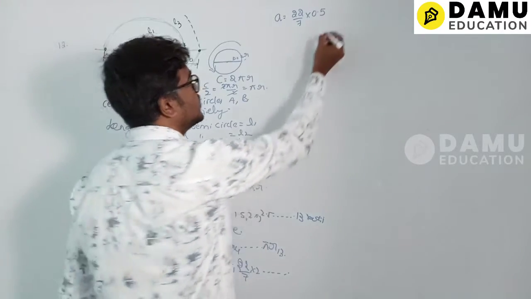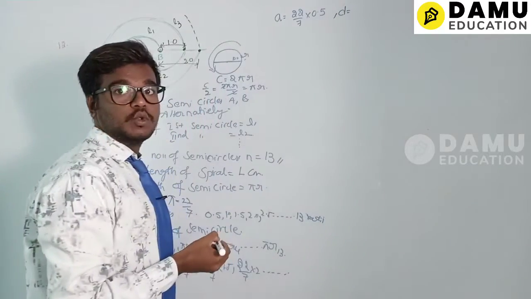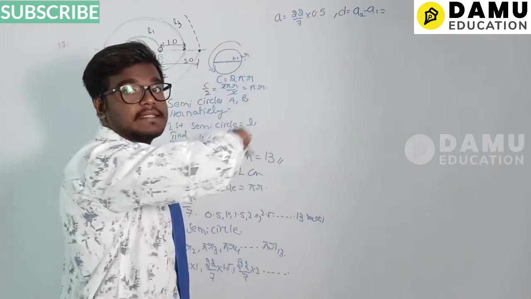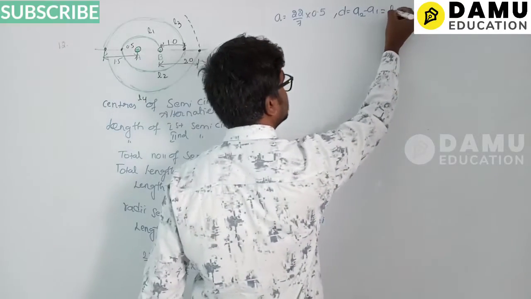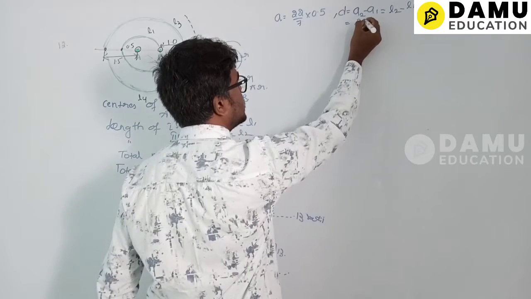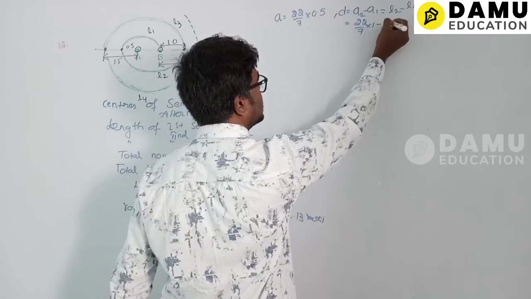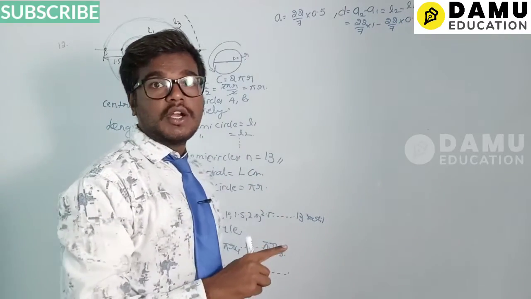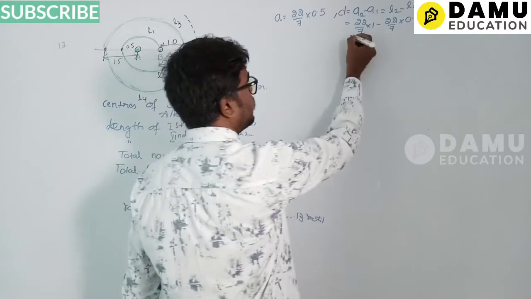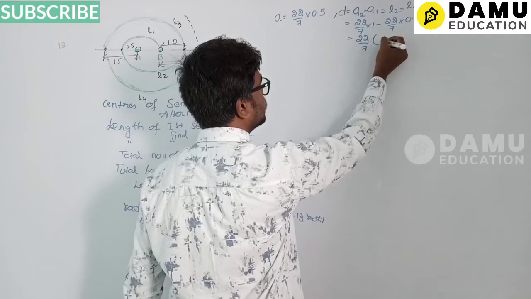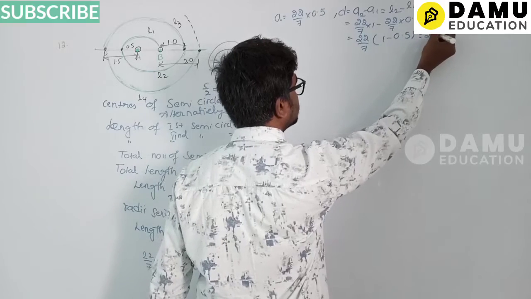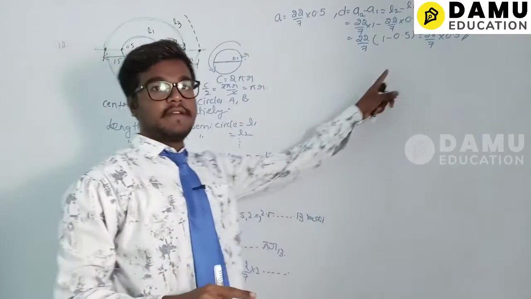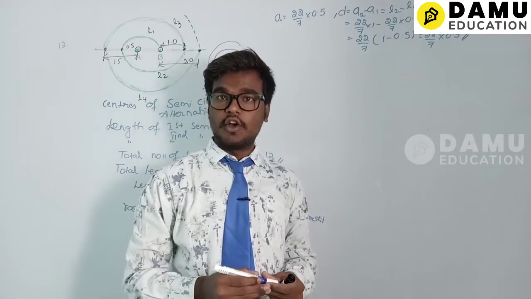So what is the common difference? Let's find the common difference, which will be equal to a2 minus a1. So what are the lengths? That is L2 minus L1. You can take L2 minus L1, that is 22 by 7 into 1 minus 22 by 7 into 0.5. Can you write like that or not? Yes, we can write it. So 22 by 7 into 1 minus 0.5, what value we will get? 22 by 7 into 0.5. So this is the common difference. 22 by 7 into 0.5 is the common difference.